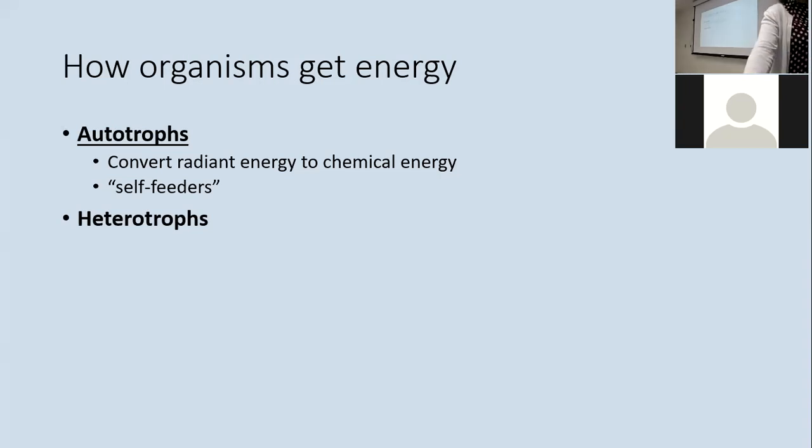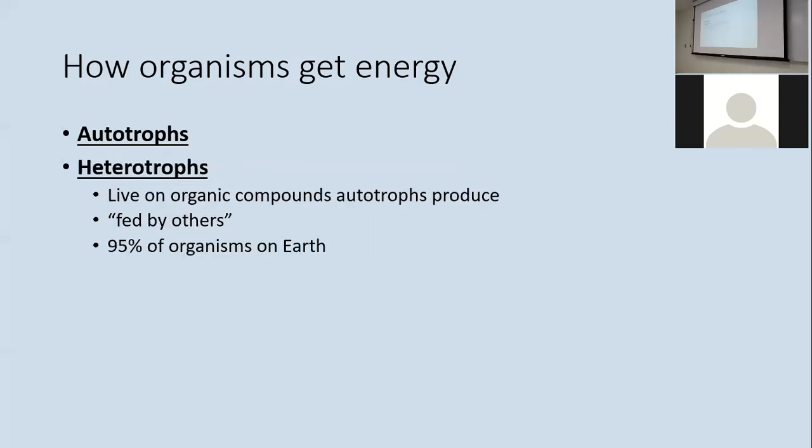Versus things like us, which are heterotrophs, right? We live on the organic compounds that autotrophs produce. They are storing light energy in organic compounds. We then consume those organic compounds and harvest the energy from them. The roots there, heterotroph basically means fed by others, right?